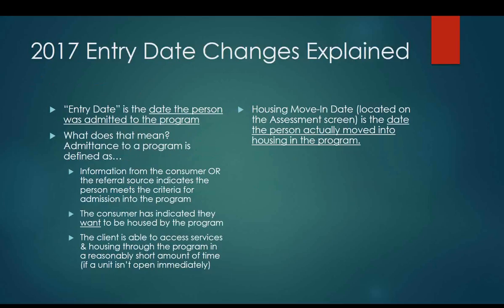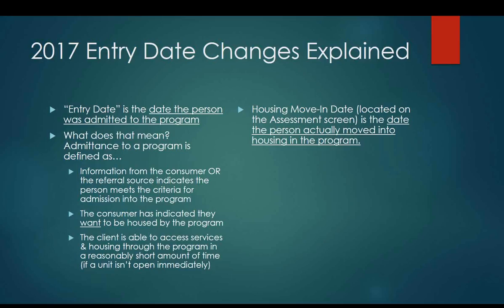As of October 1st, the entry date is the date a person was admitted to your program. And of course, HUD has defined what admittance means. And admittance now means that information from the consumer or the referral source indicates that the person meets the criteria for admission into your program. The consumer has indicated that they want to be housed by your program, and the client will be able to access services and housing through the program in a reasonably short amount of time. That third one is really a safeguard from HUD around wait lists.